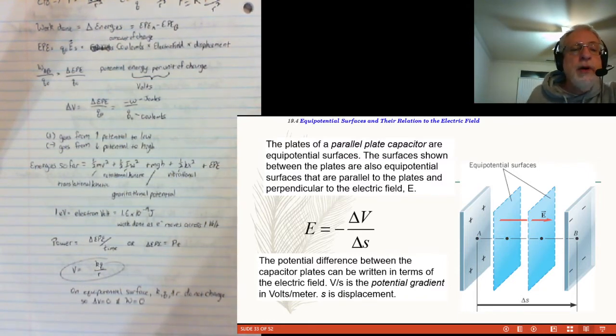So that volt per distance is called potential gradient. That's volts per meter. And it's basically a way that we look at parallel plate capacitors.